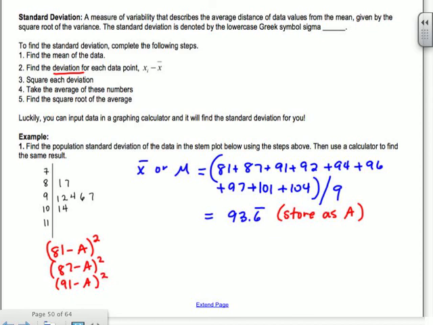All right. It will be helpful if you do this all together, all in one line on your calculator. So then you have a nice, precise number, right? Okay, so we're going to do 81 minus A squared plus 87 minus A squared plus, and keep going. Takes you a little bit.